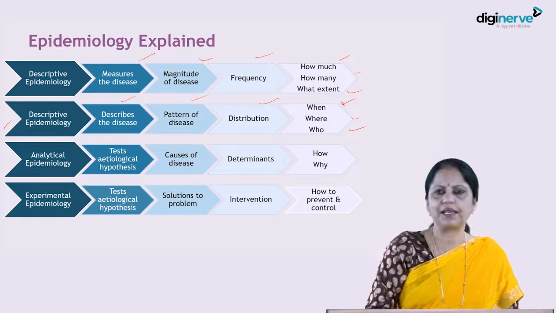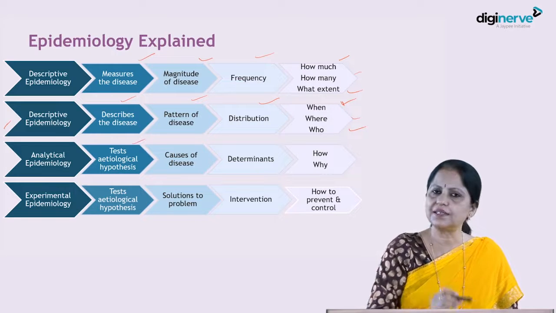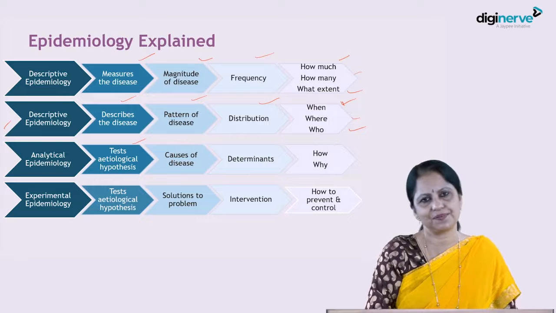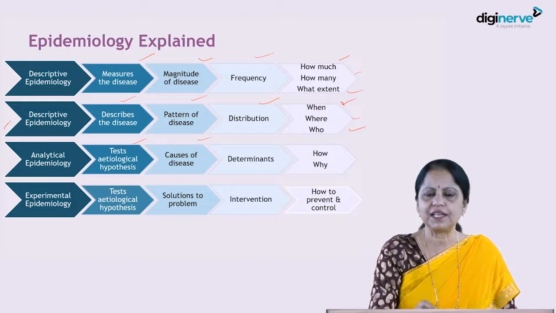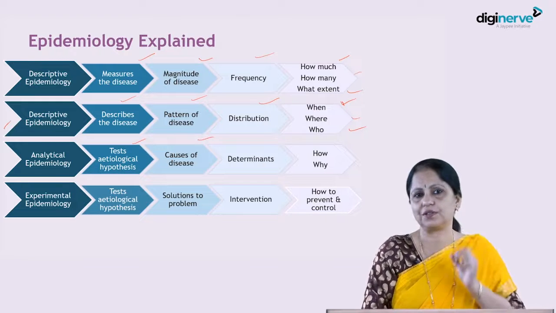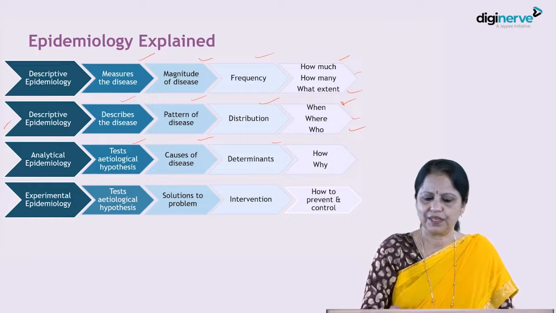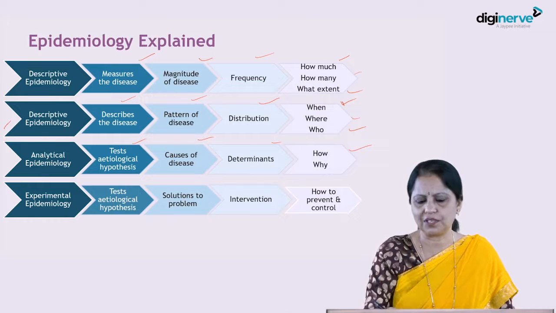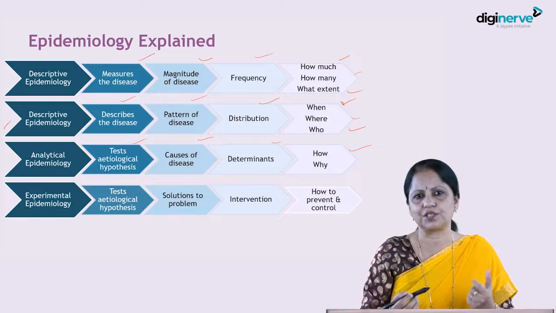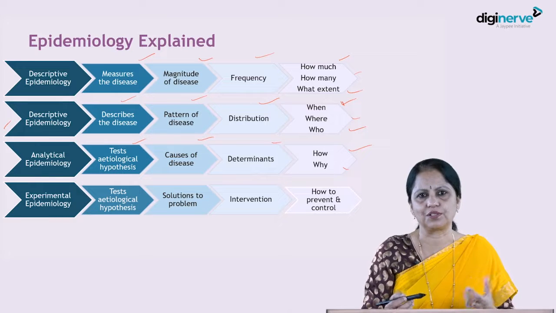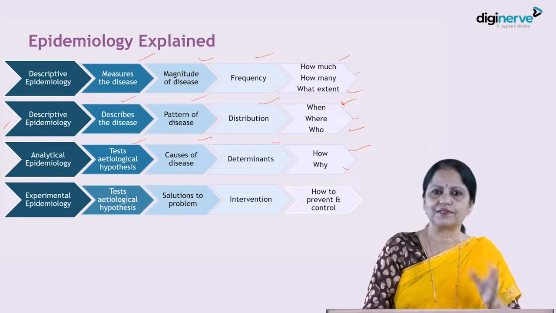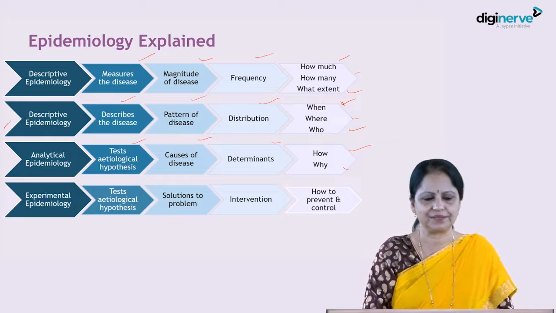Next comes analytical epidemiology. It tests the etiological hypothesis that has been formed. So that means it identifies causes of the disease or the risk factors of the disease. These are the determinants I told you. So how is it caused? These are the questions that are answered. How is it caused? Or why is this disease caused? So that is the risk factor or the etiological factor.